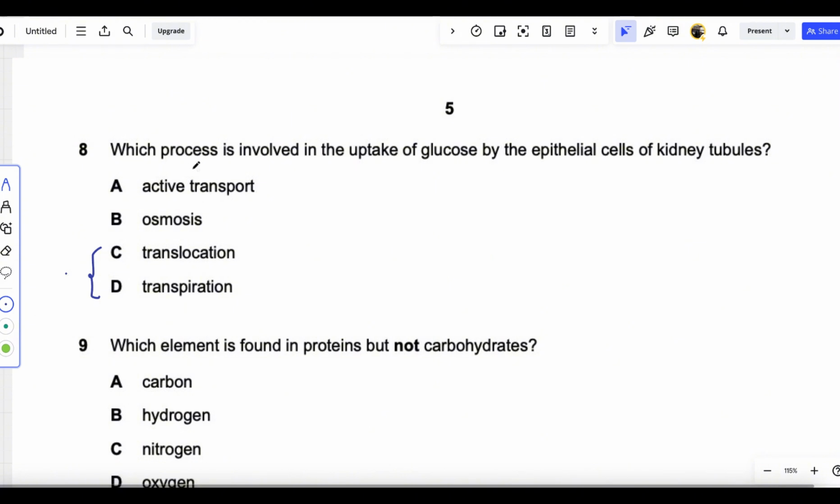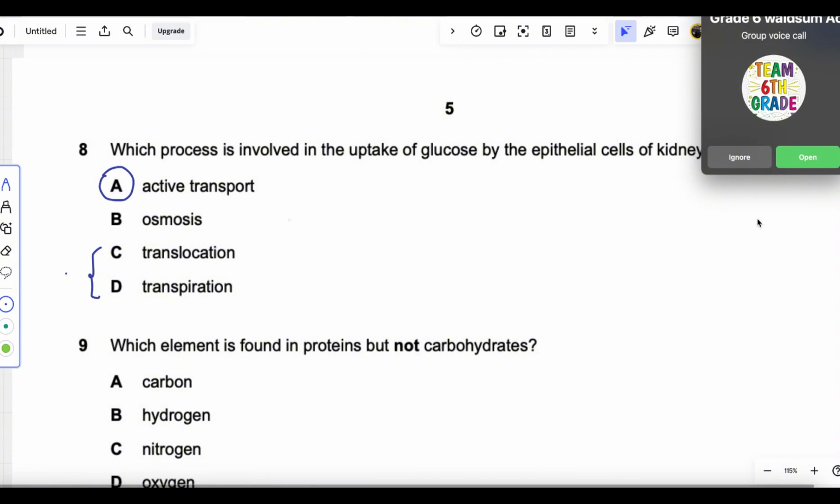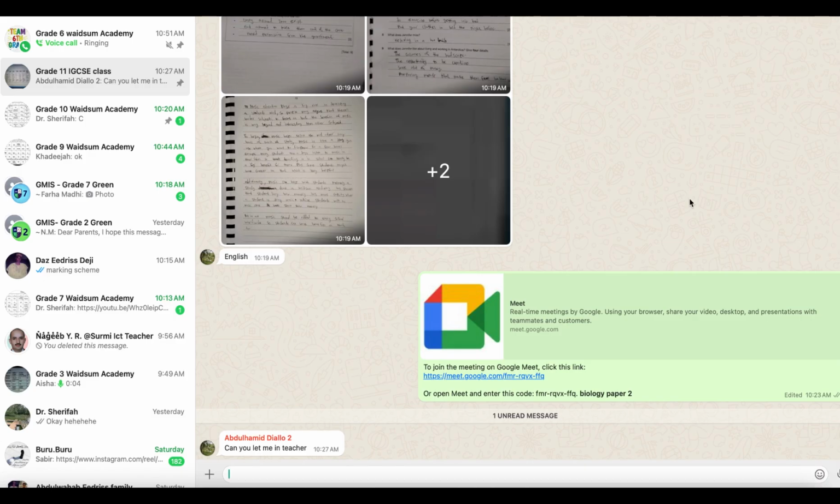Now we go back to the question. Which process is involved in the uptake of glucose by the epithelial cells of the kidney tube? For the kidney to take up glucose, it requires energy. Energy could be in the form of oxygen. So anything that requires energy is called active transport.